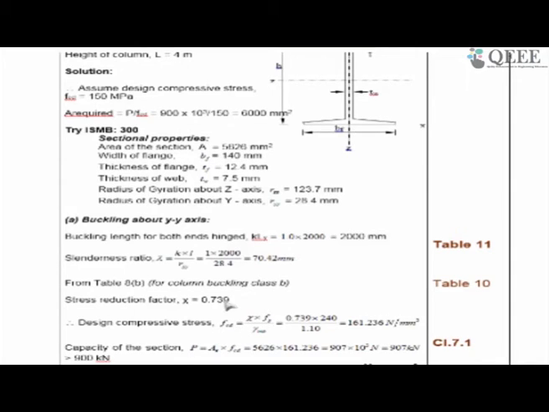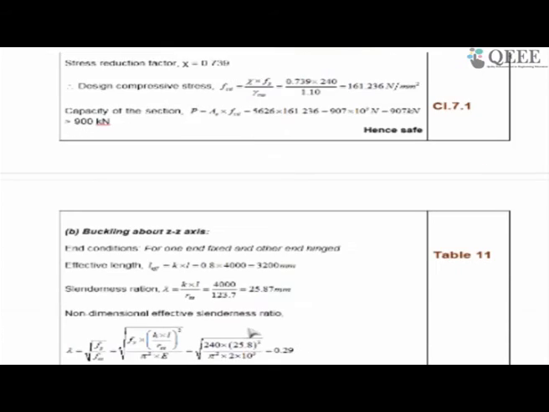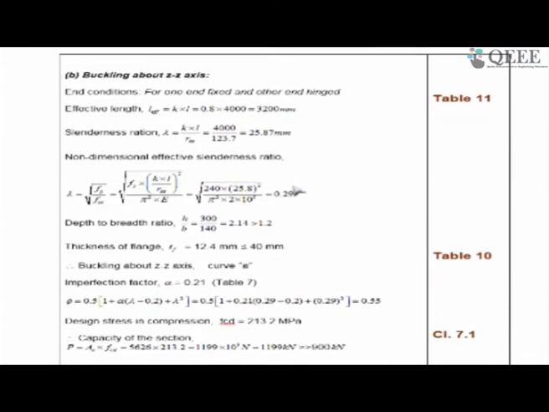So it is about 73.9, 74% efficient design, and into Fy by gamma m0 gives me 161 MPa into effective area 5626 gives me 907. It just passed 900 kilonewton. Okay, so it is safe. Then let's go and see what happens about ZZ axis.